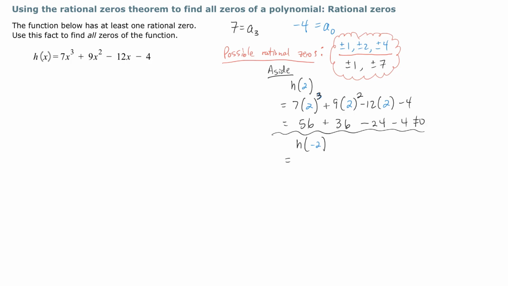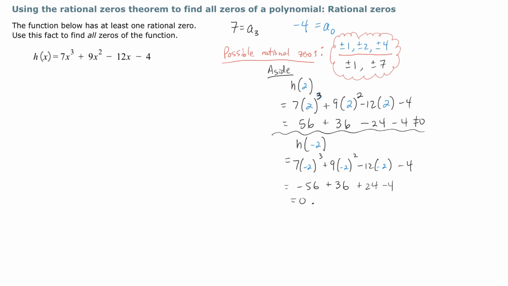What's h of -2? Let's find out. 7 times parentheses raised to the third power plus 9 times parentheses raised to the second power minus 12 times parentheses minus 4. And what goes in those parentheses? A -2. Let's see what we get here. Now we have -56 plus a 36. So that's -20 plus a 24. That's +4, subtract 4. That is 0.